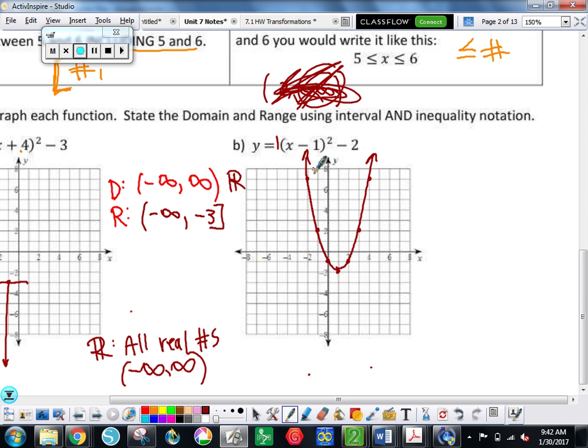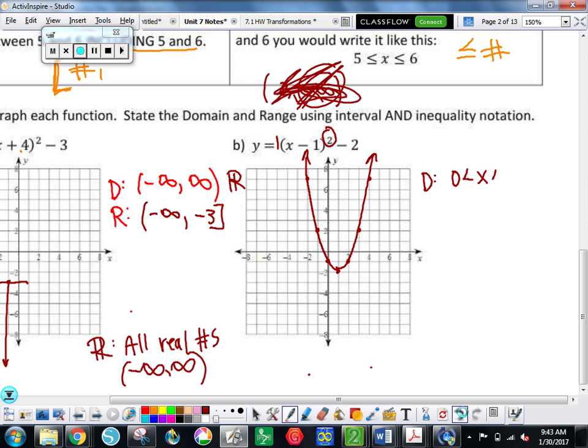Parabola. I know it's a parabola because of this square. If it wasn't squared, it would not be a parabola. So let's talk domain and range on this one. Now the domain, it goes left forever, it goes right forever. If I want to use interval notation, it looks like this.